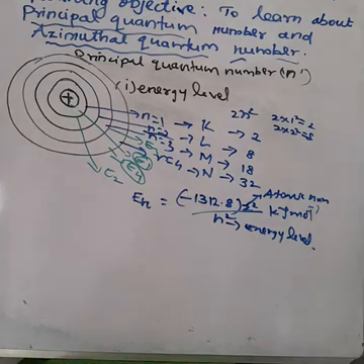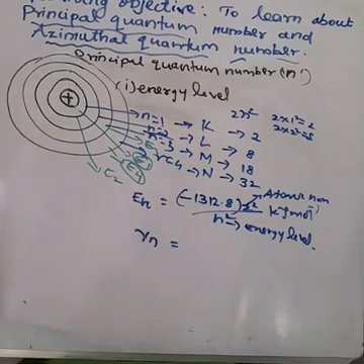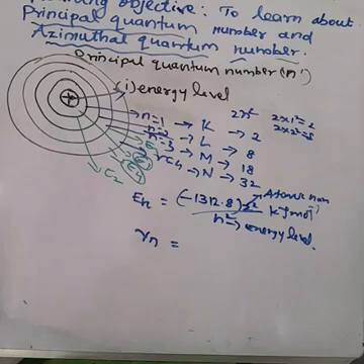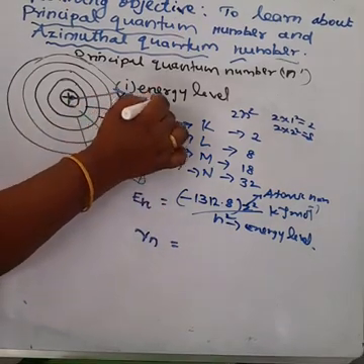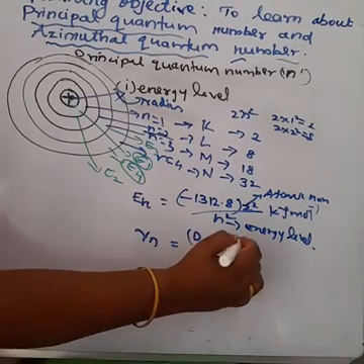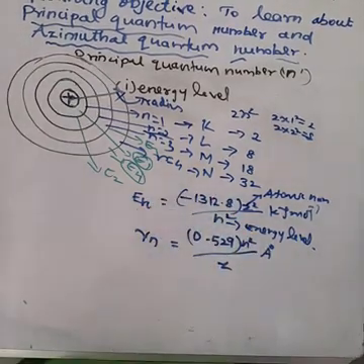Another formula we have is Rn. Rn is the formula to calculate the radius of the orbit. What do we mean by radius? The distance between the center of the nucleus and the outermost orbit we call the radius. The formula is Rn is equal to 0.529 n square divided by z Angstrom, where Angstrom means 1 into 10 power minus 10 meter. These are the formulas to calculate the radius of the orbits. Understood? This is about the principal quantum number.